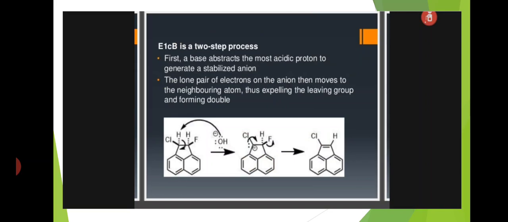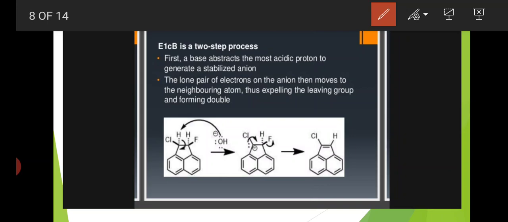The lone pair of electrons on the anion then moves to the neighboring atom, thus expelling the leaving group and forming a double bond. Okay, in the presence of base, the most acidic proton is eliminated and forms an anion. That anion's lone pair of electrons shifts to the neighboring atom, expelling the leaving group and forming a double bond. Okay, this is the E1CB mechanism here.